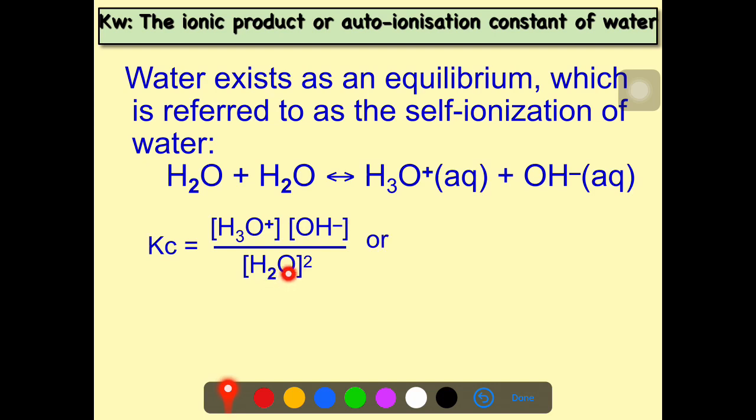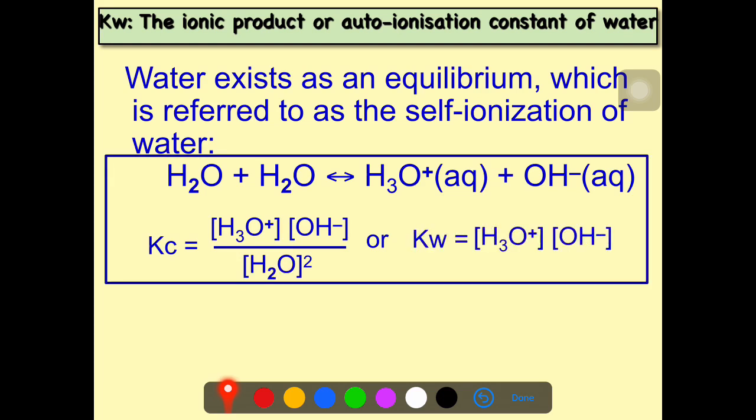Now water being a pure liquid, its concentration can be taken as 1 mole per dm cube, and therefore the equilibrium constant can be simplified and written as product of hydronium ion concentration and hydroxide ion concentration. And this equilibrium constant is called ionic product or auto-ionization constant of water.